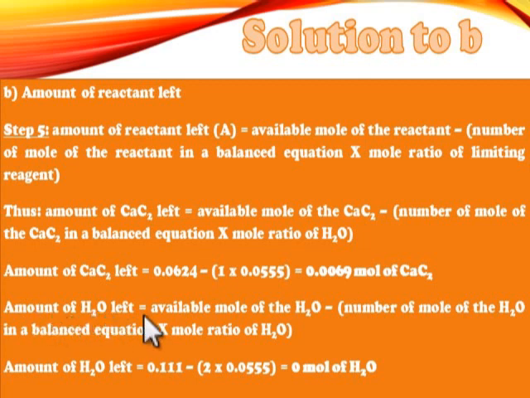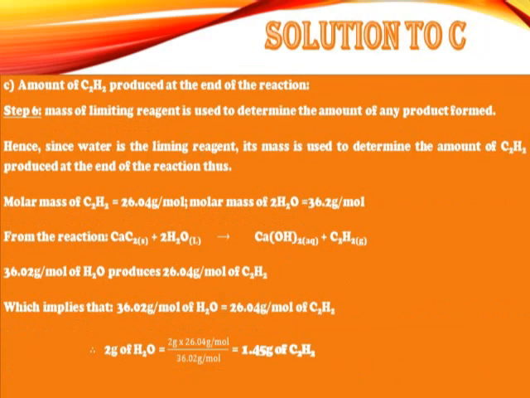We said the amount of water left is equal to available mole of water minus number of mole of water in a balanced equation times the mole ratio of water being the limiting reagent. So we calculated the available mole of water to be 0.111. Okay, and then the mole of water in a stoichiometrically balanced equation is 2. So if you multiply by the mole ratio of water being the limiting reagent, 0.0555, and evaluate the whole of this, you're going to have 0. That means water is the limiting reagent, so no amount of water is left at the end of the reaction.